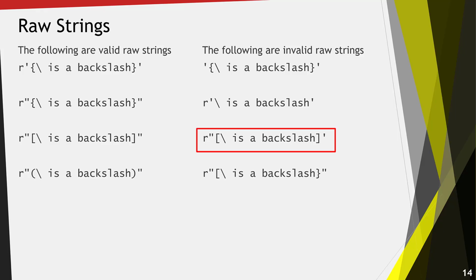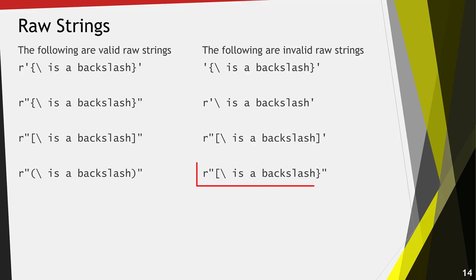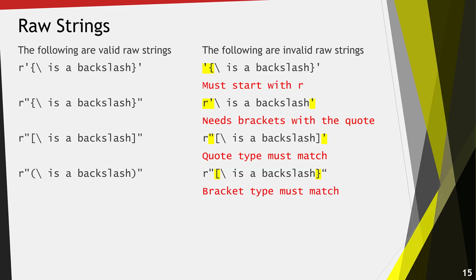The third example starts with a double quote and a square bracket, but ends with a square bracket and a single quote. The quotation mark type has to match at the start and the end. The last example starts with a double quote and a square bracket, and ends with a squiggle bracket and a double quote. Again, the bracket types need to match for a valid raw string. So again, you can see where each one of these has gone wrong, and I've highlighted the portions that need to be adjusted to make valid raw strings.